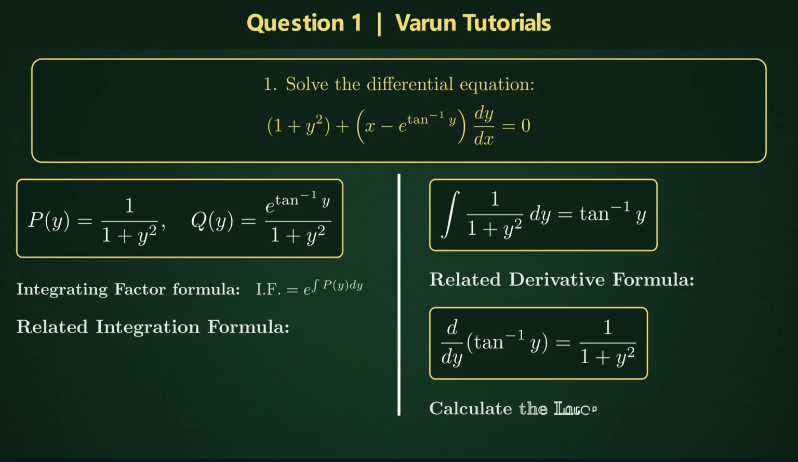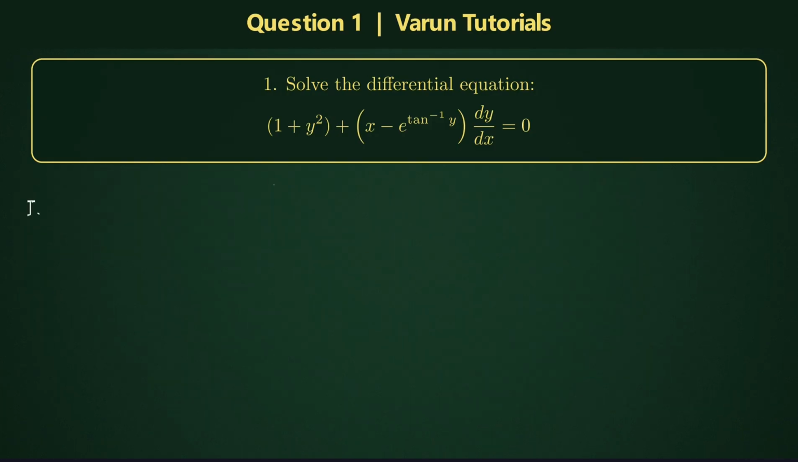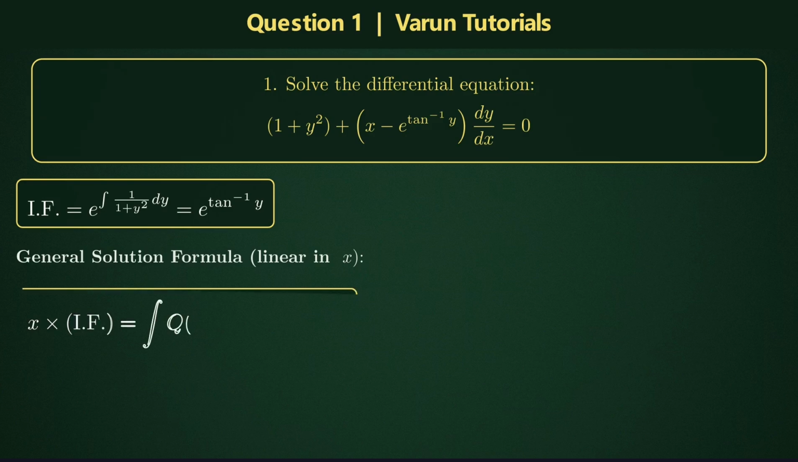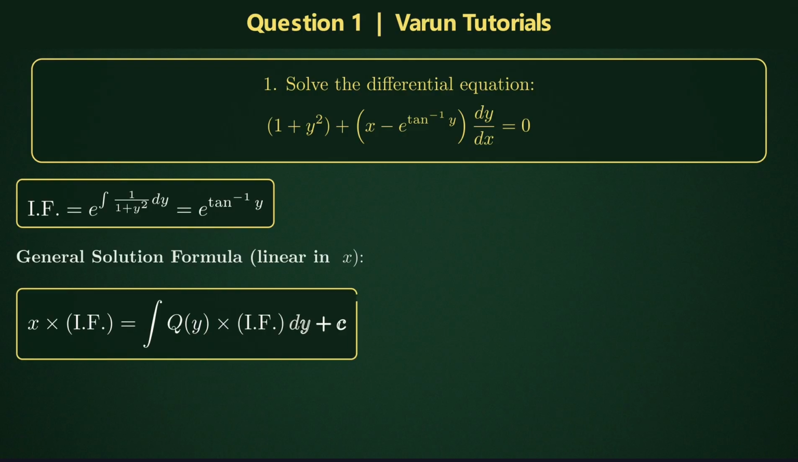Substituting the integral, we calculate the integrating factor. Therefore, the integrating factor is e raised to the power tangent inverse of y. For a linear equation in x, the general solution formula is as follows. X times the integrating factor, equals the integral of q of y times the integrating factor, dy, plus the constant c. Let us substitute our integrating factor and q of y into this formula.